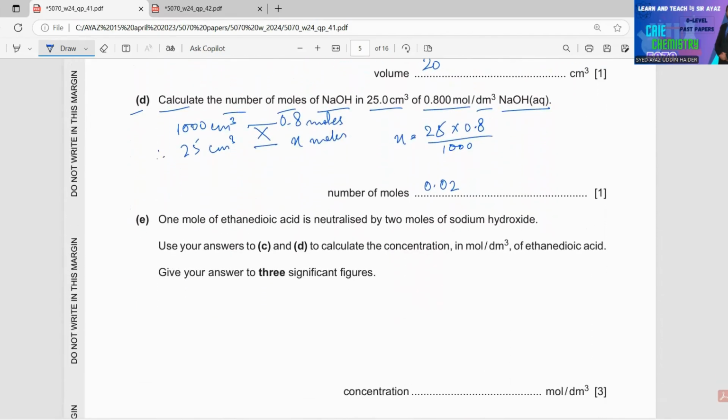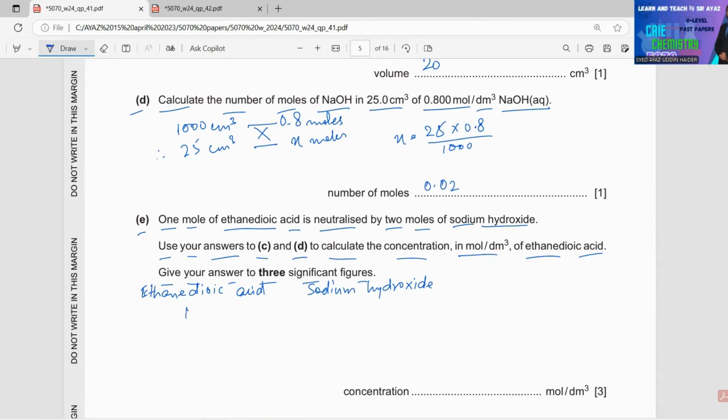E. 1 mole of ethanedioic acid is neutralized by 2 moles of sodium hydroxide. Use your answers to C and D. Calculate the concentration in mole per dm cube of ethanedioic acid. Give your answer to 3 significant figures. So we have ethanedioic acid and sodium hydroxide.